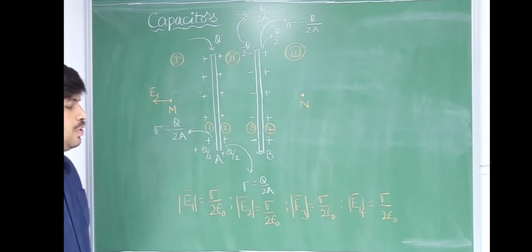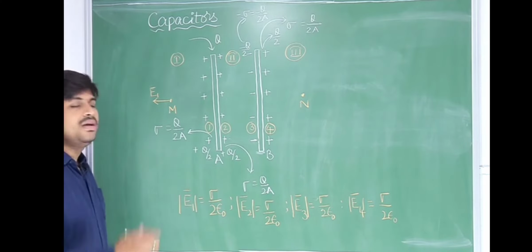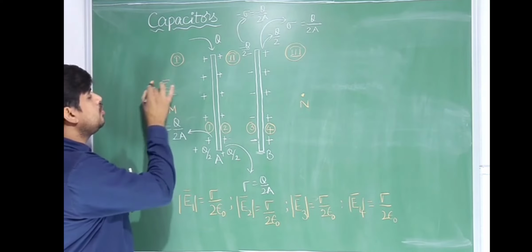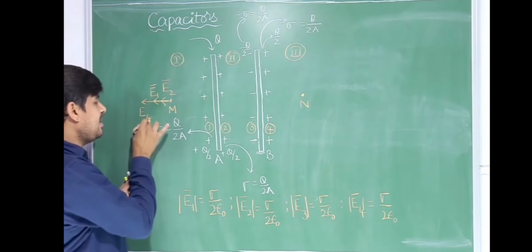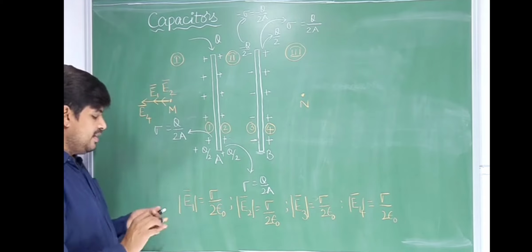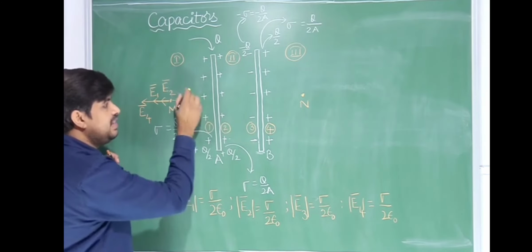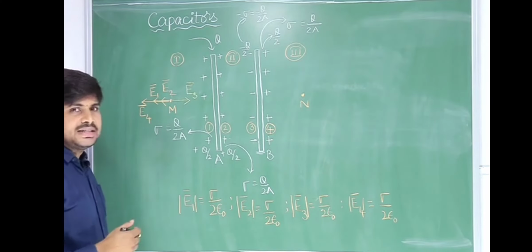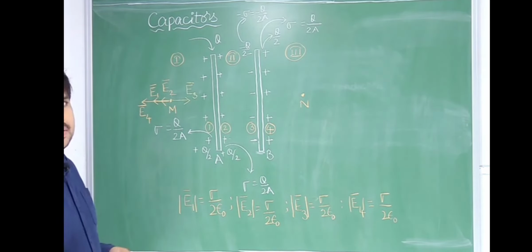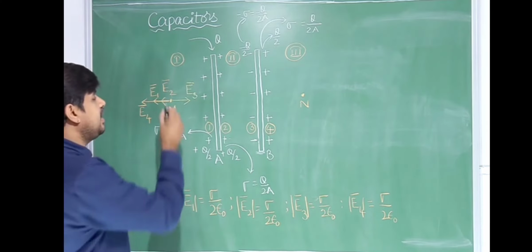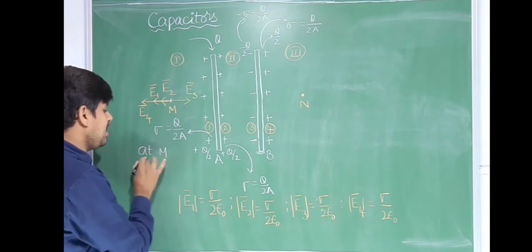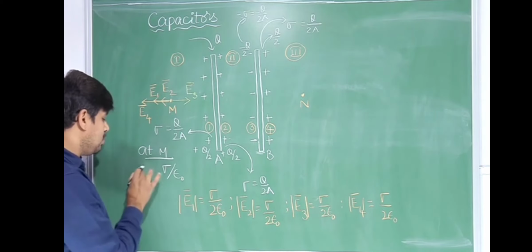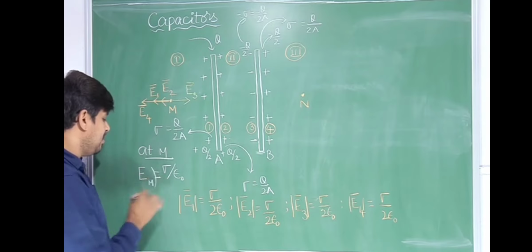Like this, we are able to write the magnitudes of the electric fields created by all 4 surfaces. At M, E1, E2 and E4, all 3 are directed away, because the electric field due to positive charge is directed away, whereas the electric field due to negative charge, that is E3, is directed towards the third surface. Now as you have seen the magnitudes, E3 can get cancelled, and at this location only 2 electric fields will remain. So at M, the resultant electric field is sigma by 2 epsilon naught plus sigma by 2 epsilon naught, that is sigma by epsilon naught. This is the net electric field at M.